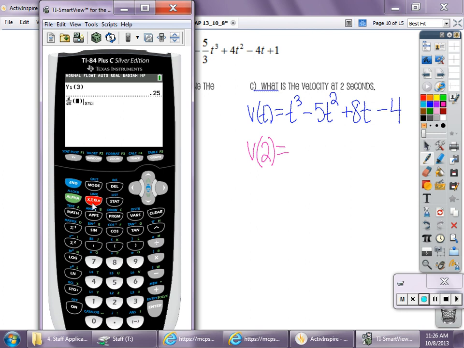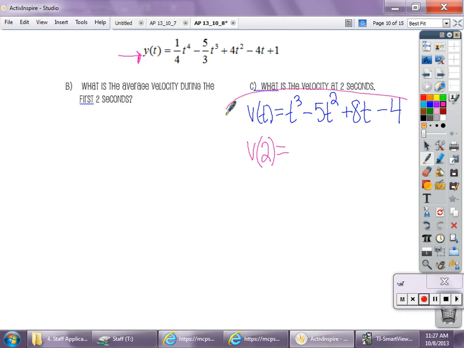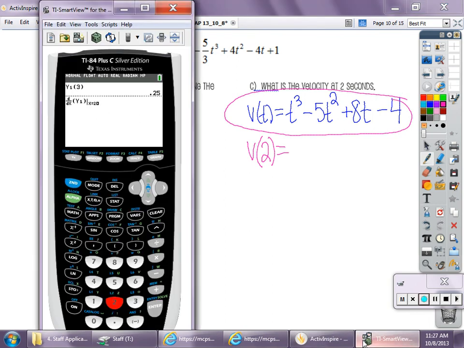Where's the function hiding? It's hiding in y1, so vars, move over. Function, y1. And then where do I want to take the derivative? I want to take it at 2. Does everyone understand? I did not use this in the calculator at all. I haven't touched it, okay? There you go, press enter. You get this crazy looking answer. How many decimal places do you have to be correct up to?